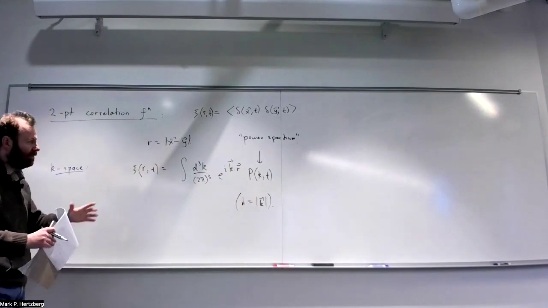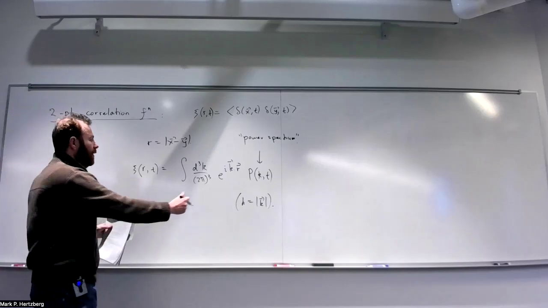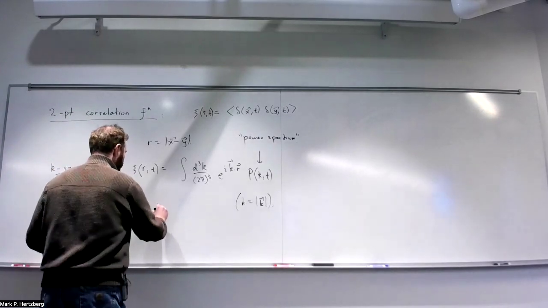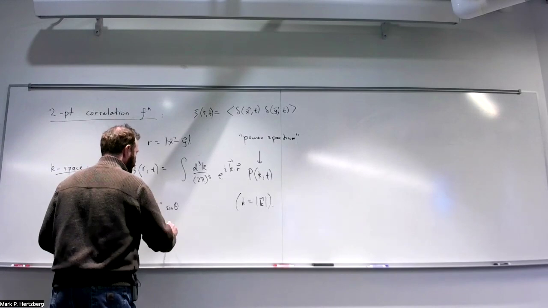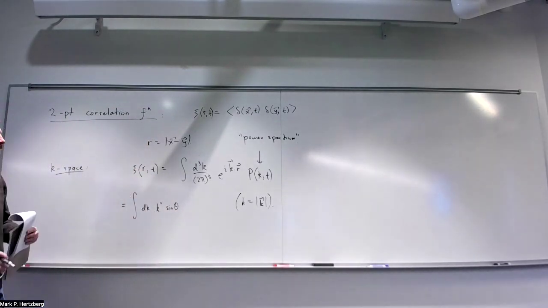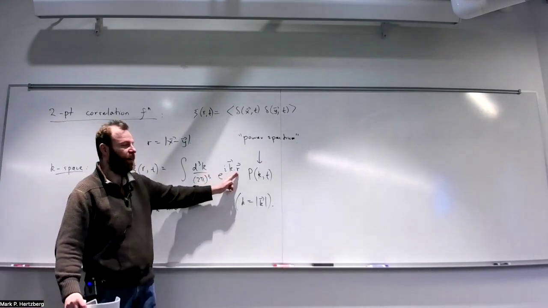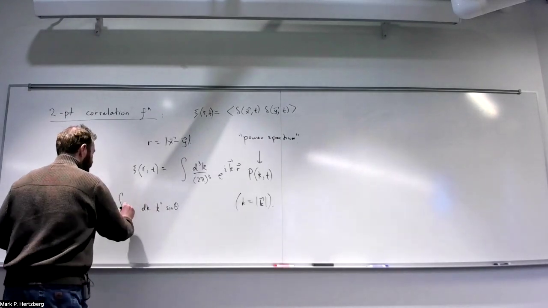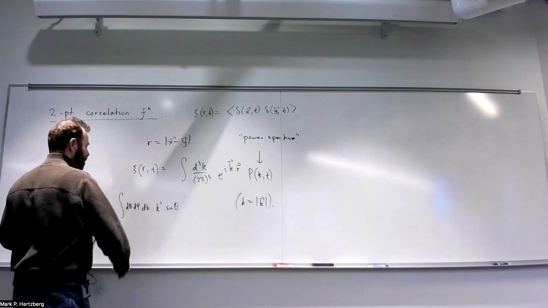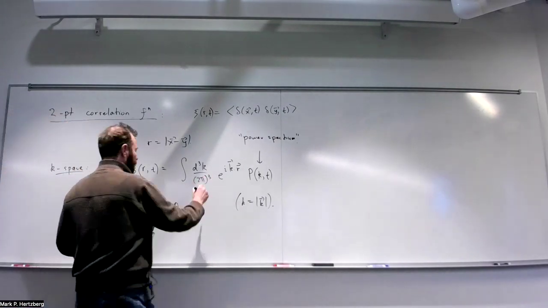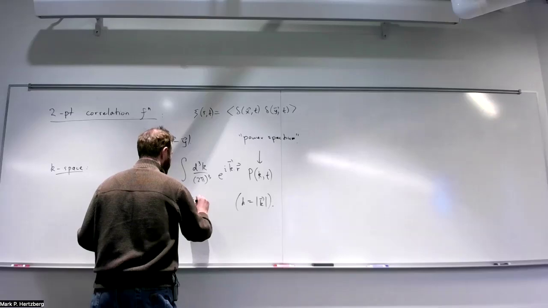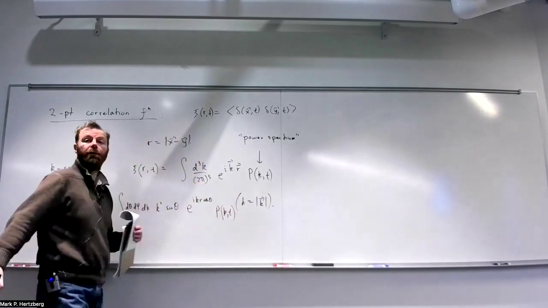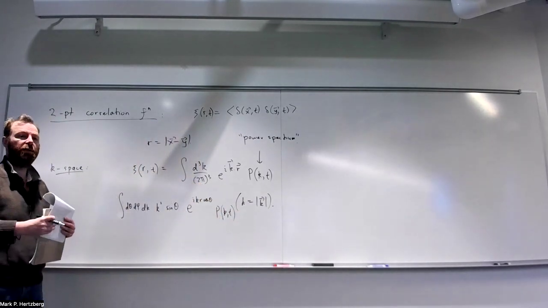Okay, so if you haven't seen that type of manipulation before, you could just write this as integral dk k squared, I don't know, sine theta, where let's say theta is the angle of k with respect to r. That's just the usual Jacobian. I guess I should have some extra d theta, d phi. And then I could write this as e to the I k r cos theta, p of k. Is that all right? Theta just measured relative to r.